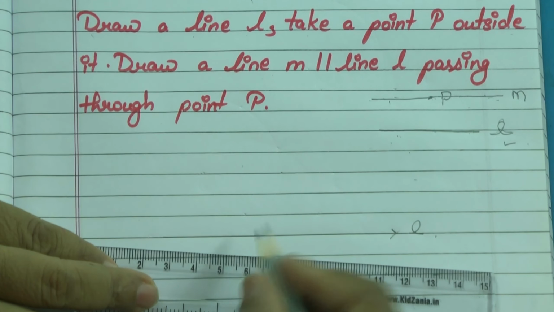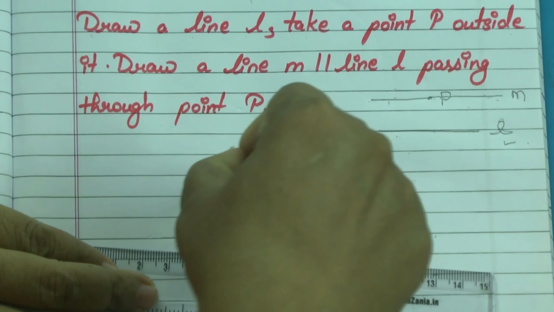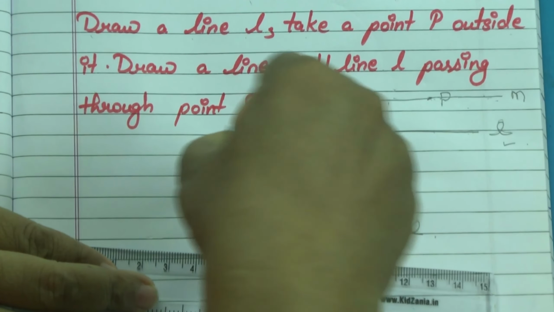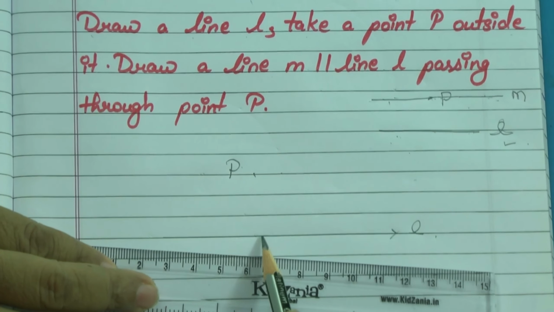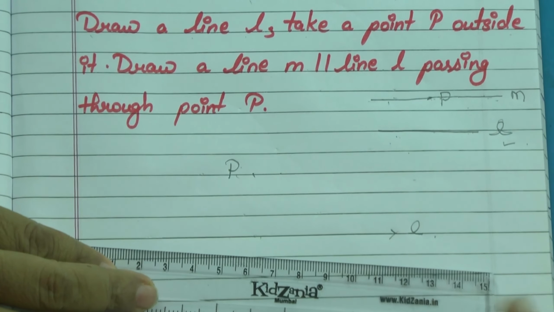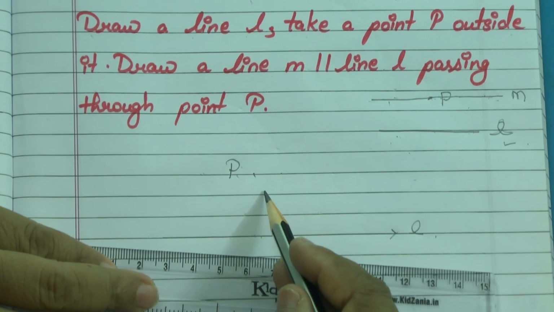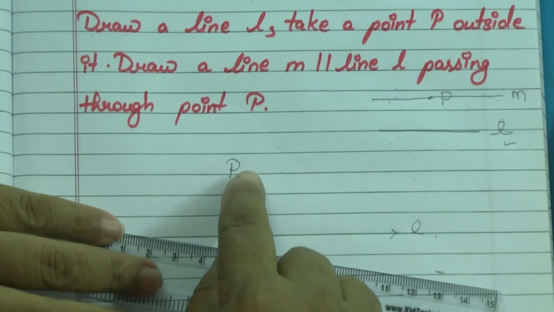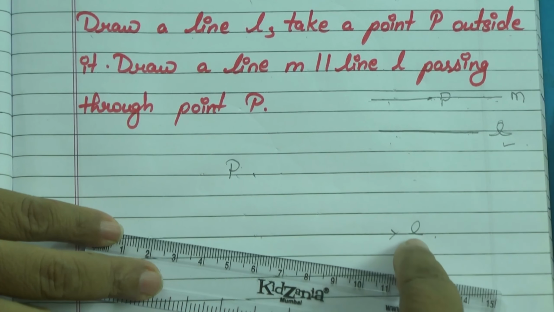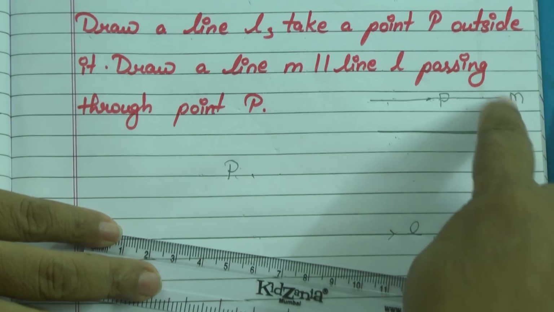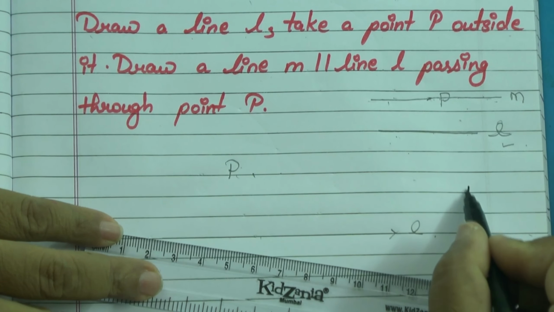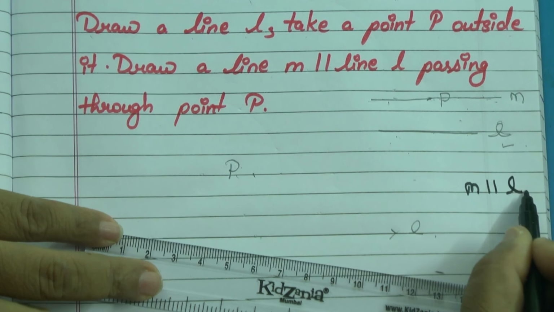From here, let me take a point P. Suppose I am taking a point P here. This is my point P. I have taken it away from line L, above the line. You can take this point P above the line or below the line, but I prefer taking it above the line. Okay. Now, from this point I need to draw the line M, which is parallel to line L. M is parallel to line L.